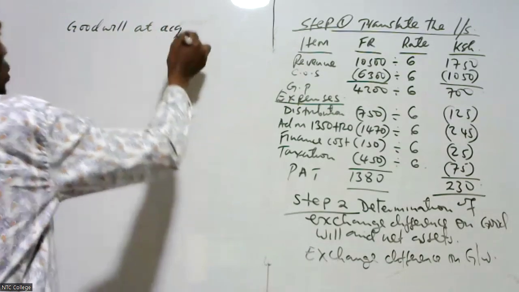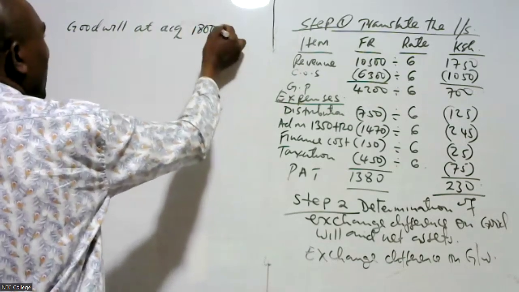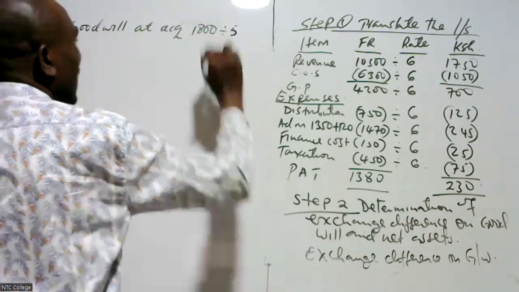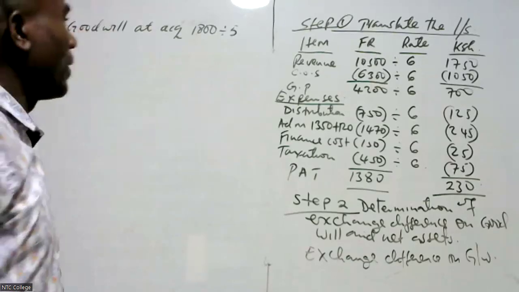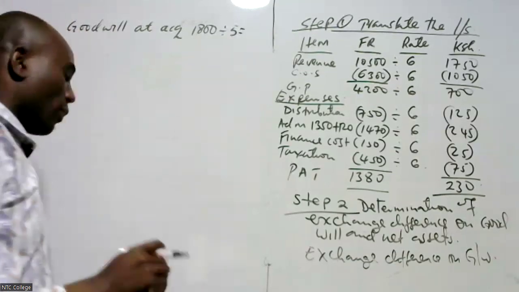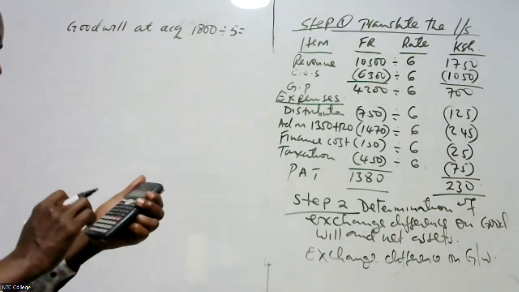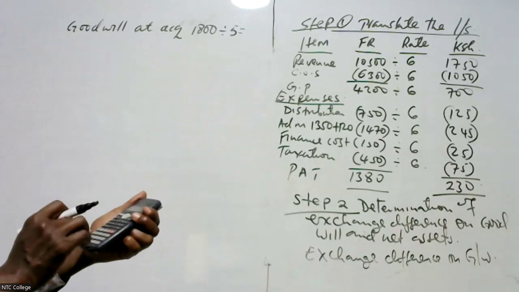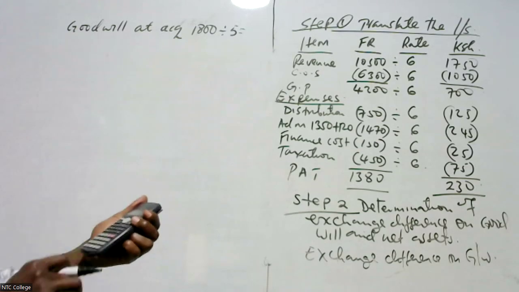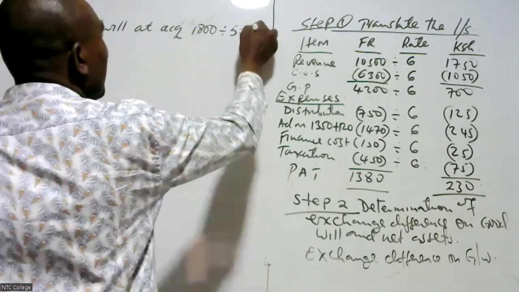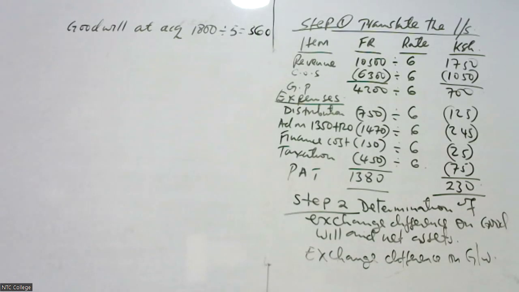When you acquired, it was 1800. You divide by the opening exchange rate, which is 5. Therefore, my goodwill at the time of acquisition will be 1800 divided by 5, which is 360. That is my goodwill at the beginning of the year.